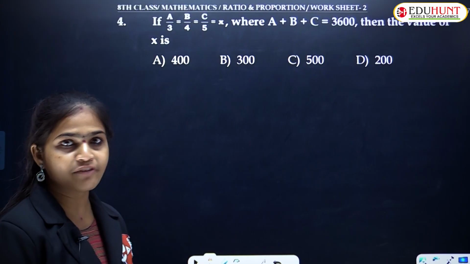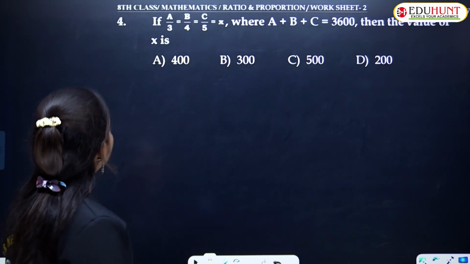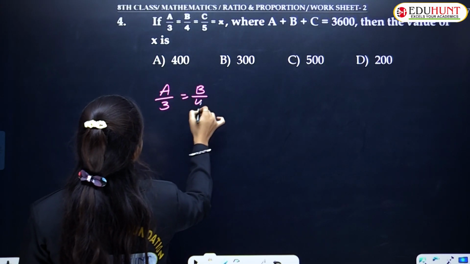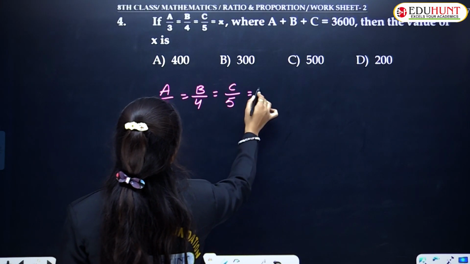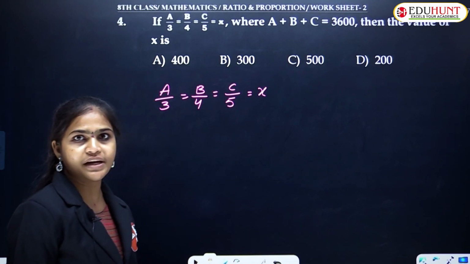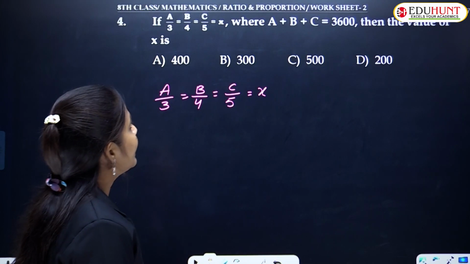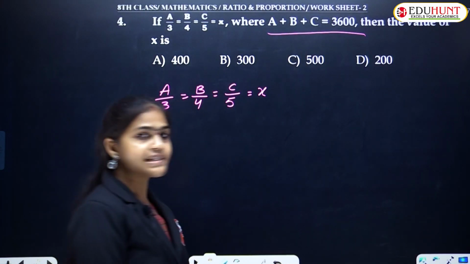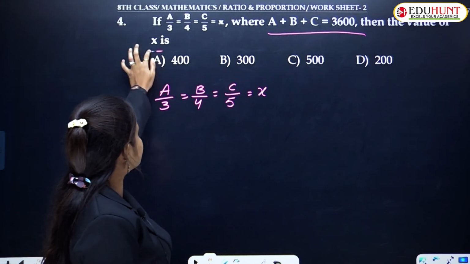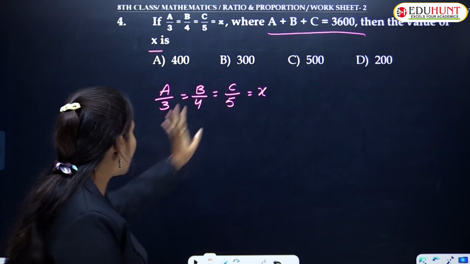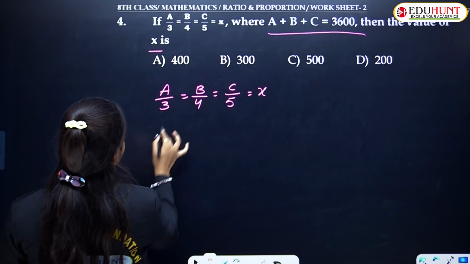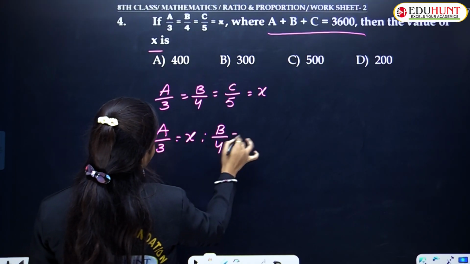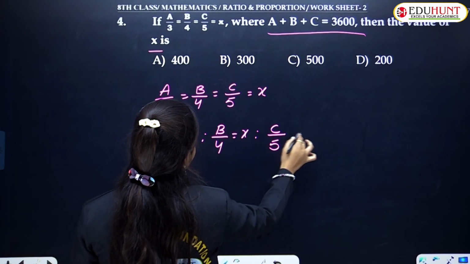Next see that question number 4, what they are asking here. If A by 3 is equal to B by 4 is equal to C by 5 is equal to X, where A plus B plus C is equal to 3600, find the value of X. So before going to find this one, first we have to write the A, B, C values. So A by 3 is equal to X, B by 4 is equal to X, C by 5 is equal to X.